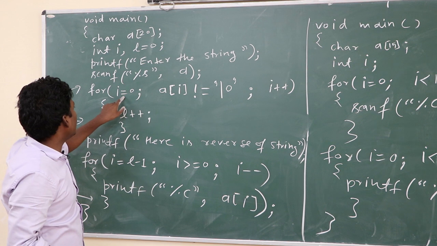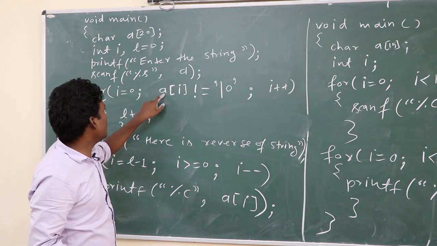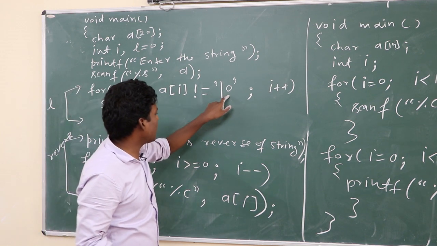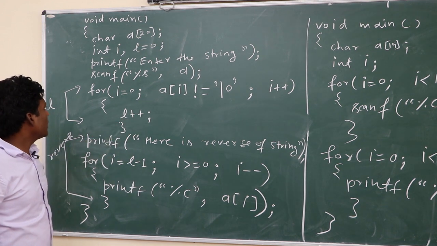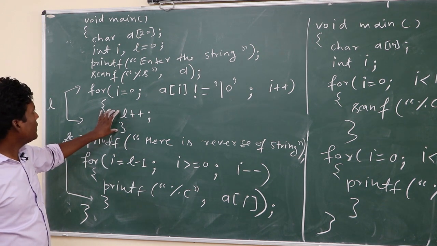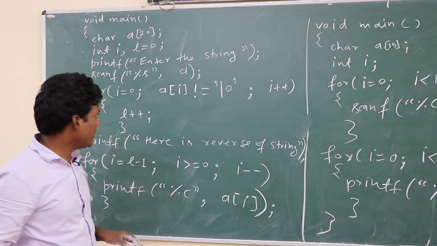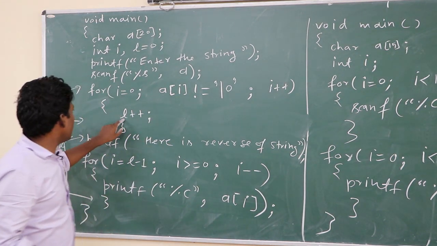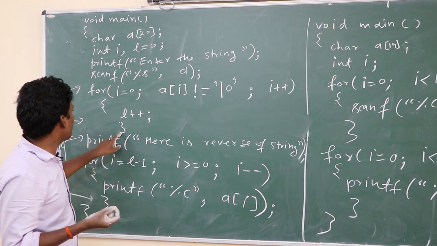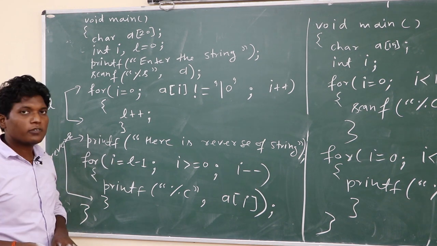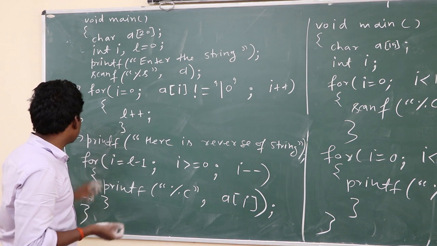Now we have string here. After this, i equal to 0, a of i not equal to null character, and i plus plus, l plus plus. Class, till the string is not completed or ended, l becomes incremented. So after this loop we have the total length of the string.